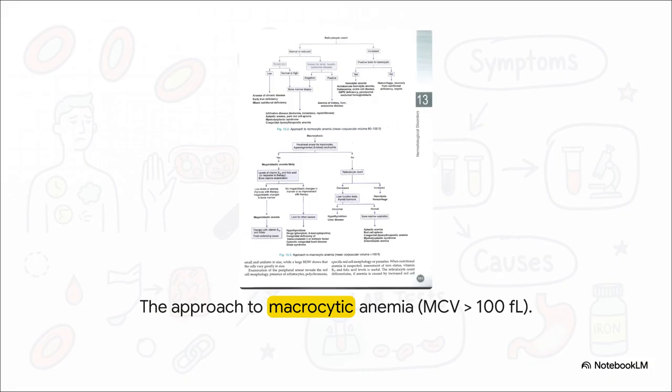And finally, our third bucket, macrocytic anemia. Here, the MCV is over 100, so we're dealing with abnormally large red blood cells. This often points to problems with cell maturation, like what you see in B12 or folate deficiency. And just like the others, there's a clear algorithm to follow.